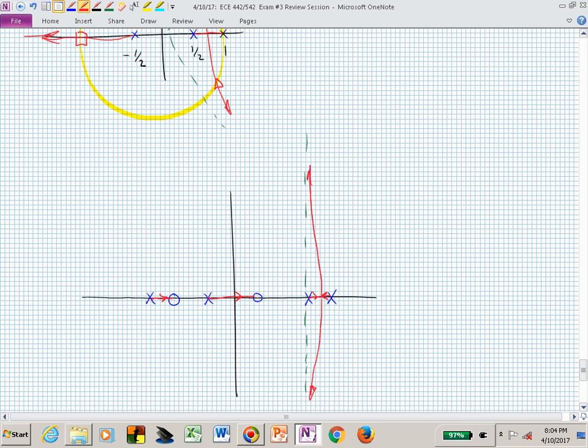And depending on where those are relative to the unit circle would determine whether or not that is a stable system or not. Question?